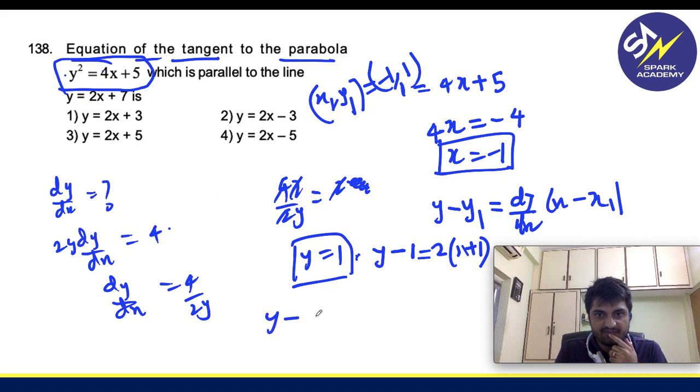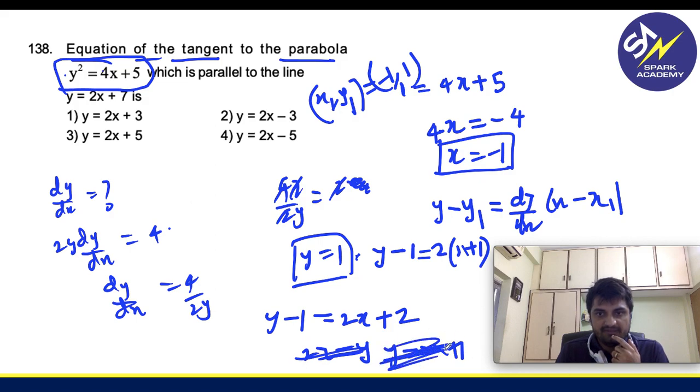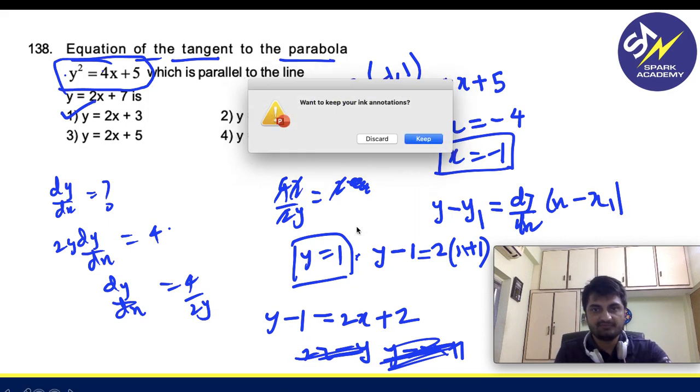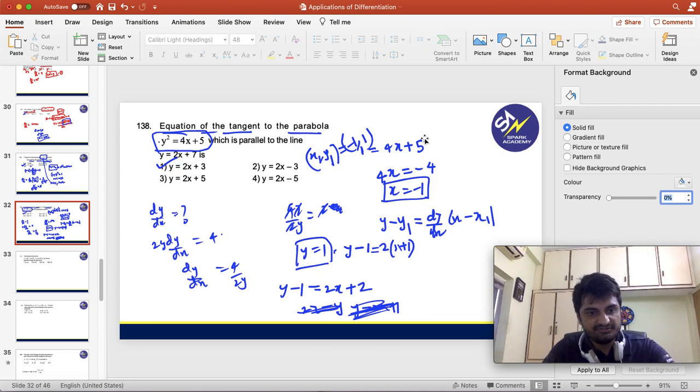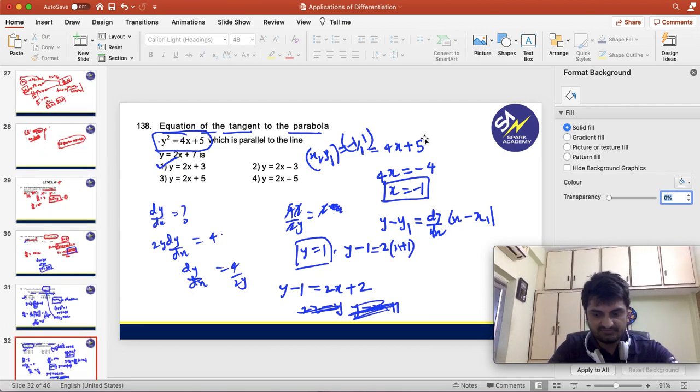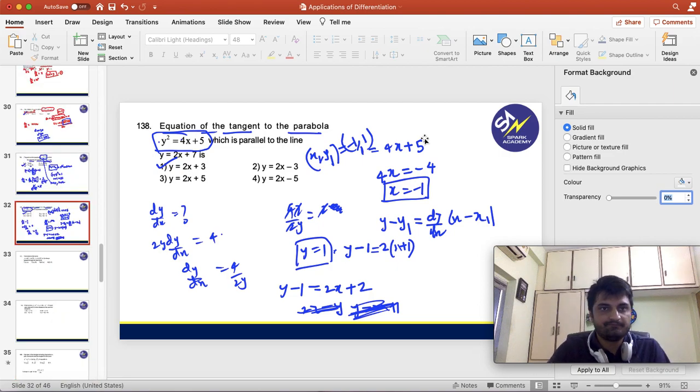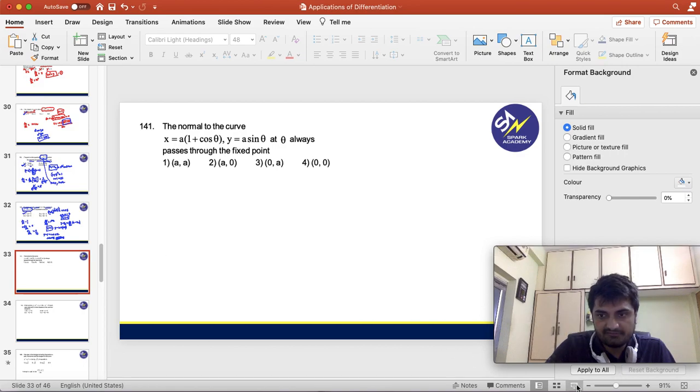So I think it is y minus 1 equals 2x plus 2, or y equals 2x plus 3, basically is what I'm getting. y equals 2x plus 3. This is what I'm getting, guys. Let me just check this. Okay, we are back with this.